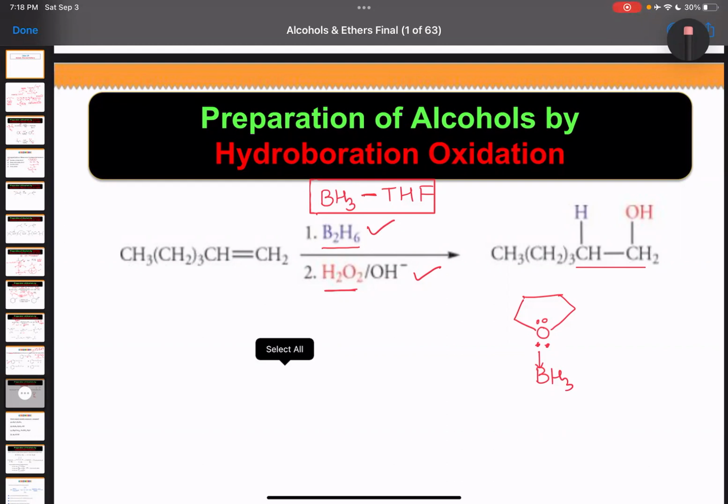Okay, and if it remains single, it can react, because we want the borane to go and react with the alkene. So we want it to remain as single, and that happens in the presence of THF.